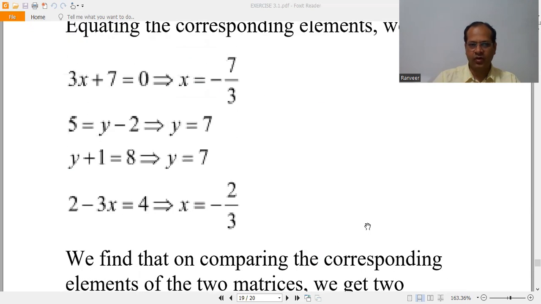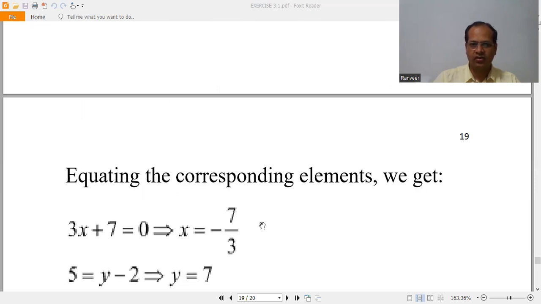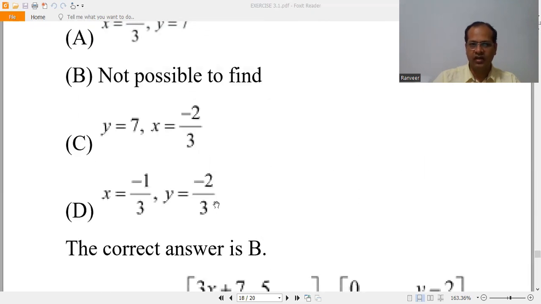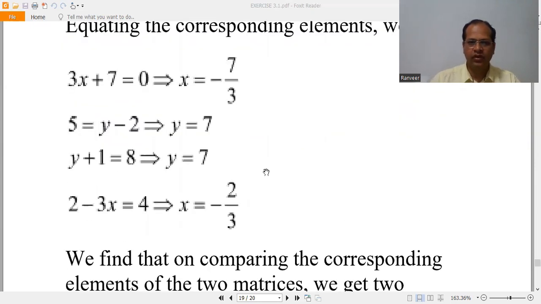So there is no possibilities to find out, because here we are getting the two value of x, like y value is 7 and y value is 7. x equal to minus 7 by 3, but here x equal to minus 2 by 3. So corresponding two values we are getting. So that is not possible to find the value. In this case, there is no unique value.